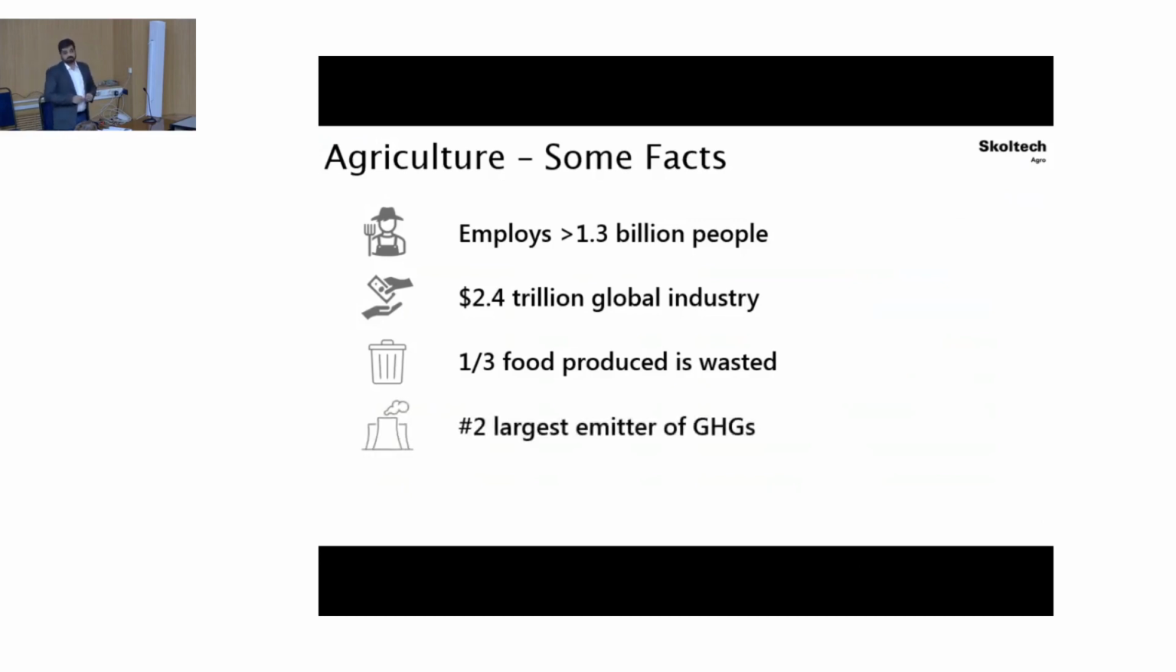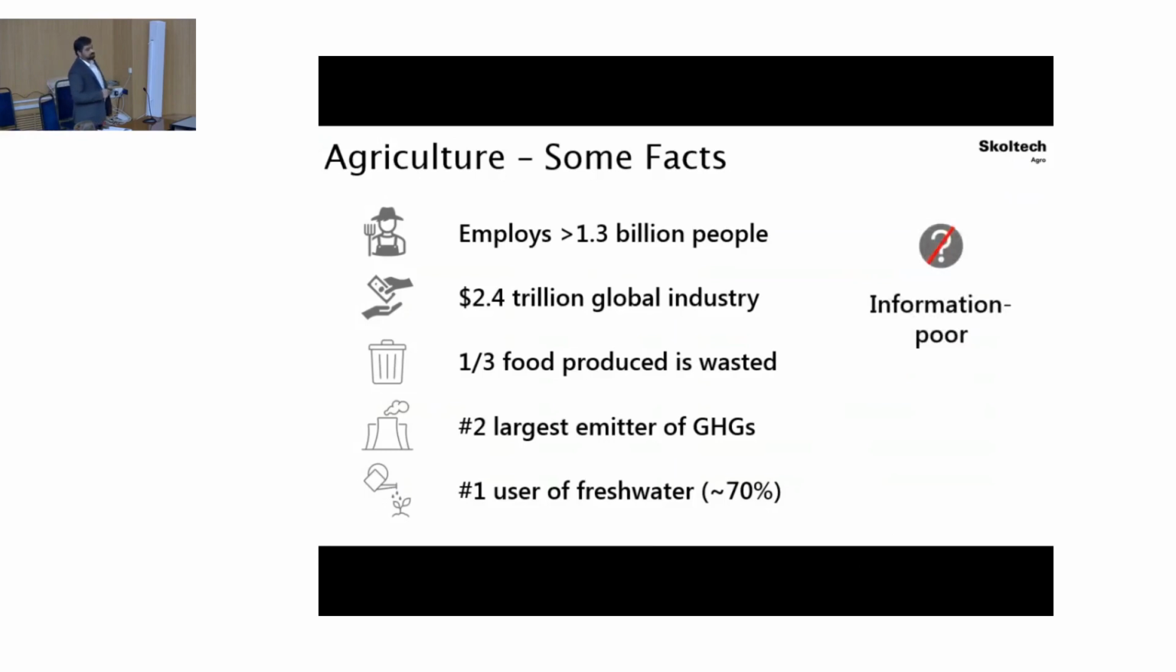Agriculture is one of the largest contributors of greenhouse gases. Right? It's also one of the most benefited by greenhouse gases. So that might be one of the reasons. And it is also the number one user of fresh water. By this, it is also the number one polluter of fresh water. Okay. Agriculture has been traditionally information poor, but lately it is getting more and more data rich. Okay. How is it becoming data rich?